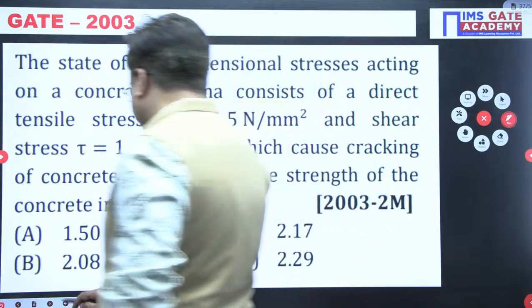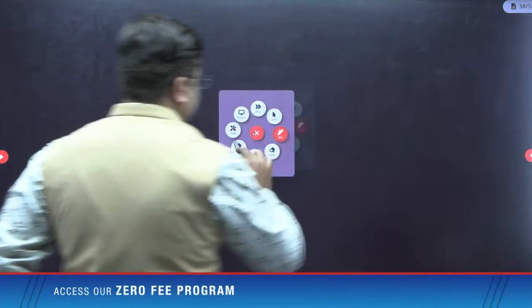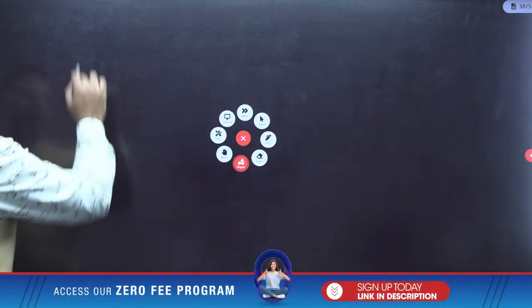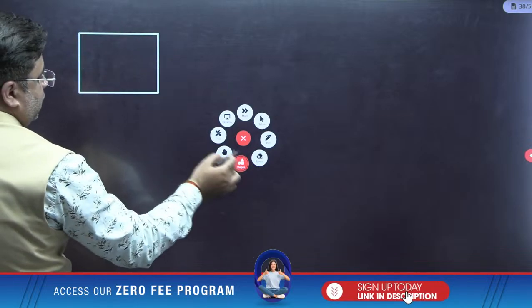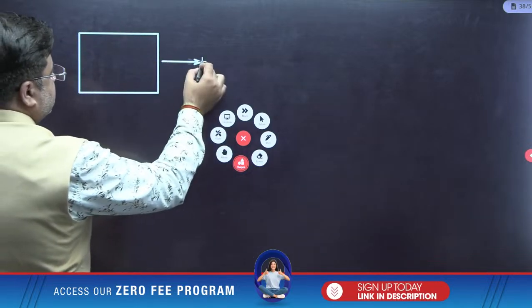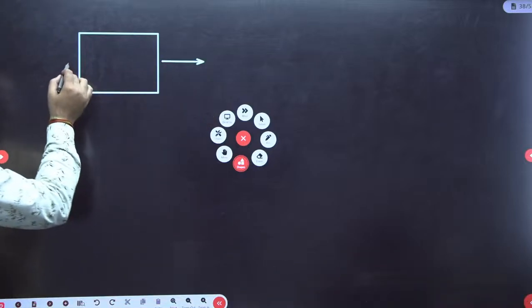Okay, sir. So this is the state of stress that is given to you. This is a concrete block over which the normal stress sigma x and tau xy is acting.